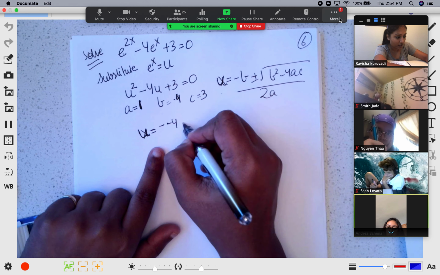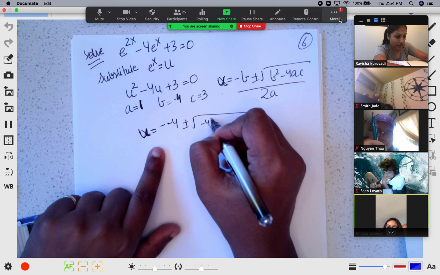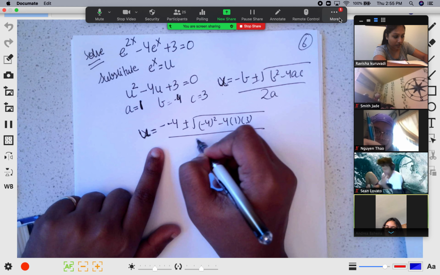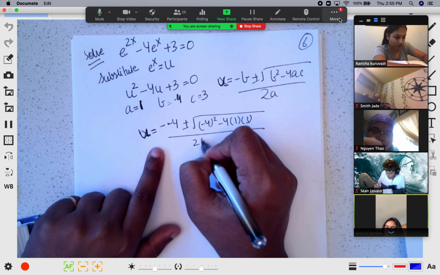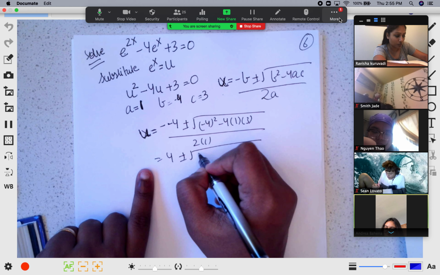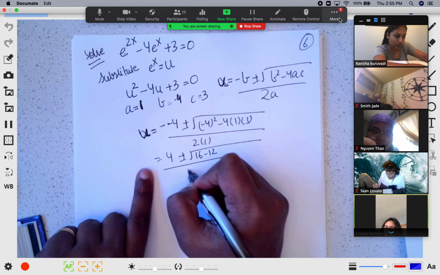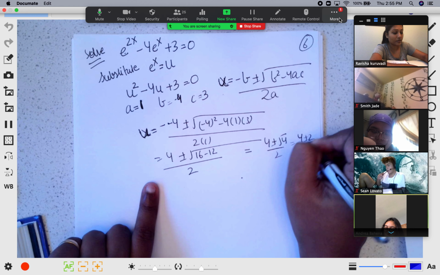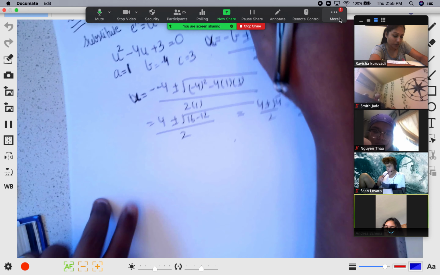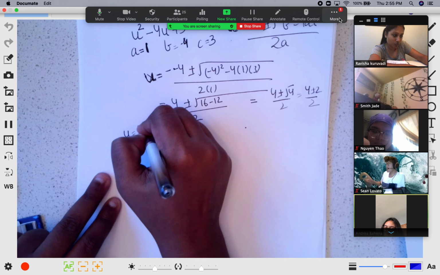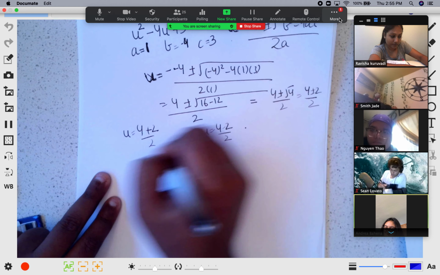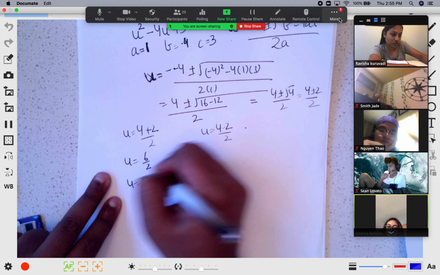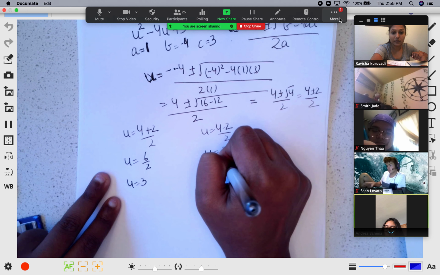Negative of negative 4 plus or minus square root of negative 4 squared minus 4ac, over 2a. So you get 4 plus or minus square root of 16 minus 12, over 2, which is equal to 4 plus or minus square root of 4 over 2, plus or minus 2 over 2. So basically you get u as 4 plus 2 over 2, and you get u as 4 minus 2 over 2. And you get u as 2 over 2, which is u is equal to 1.